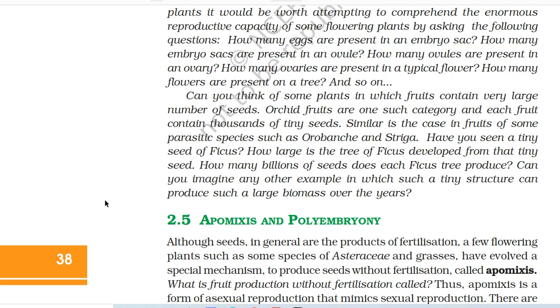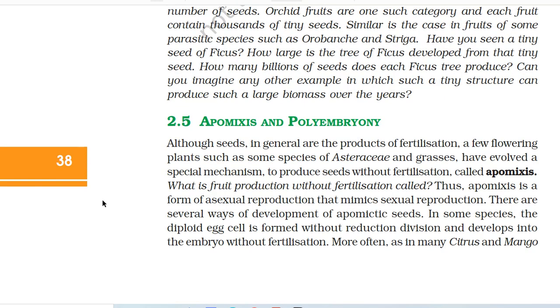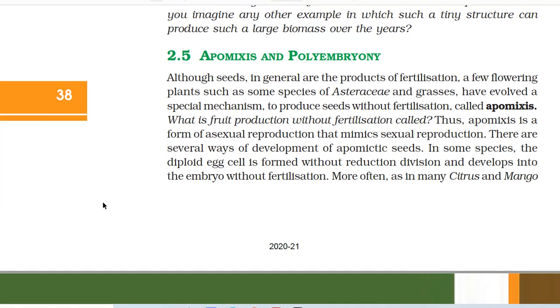Can you imagine any other example in which such a tiny structure can produce such a large biomass over the years? 2.5 Apomixis and Polyembryony.